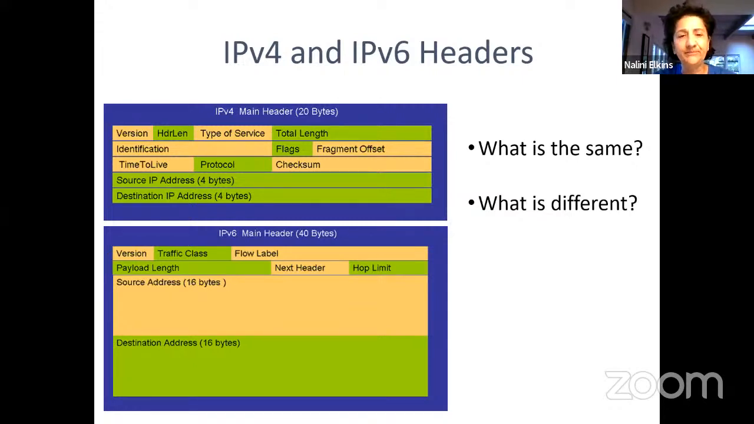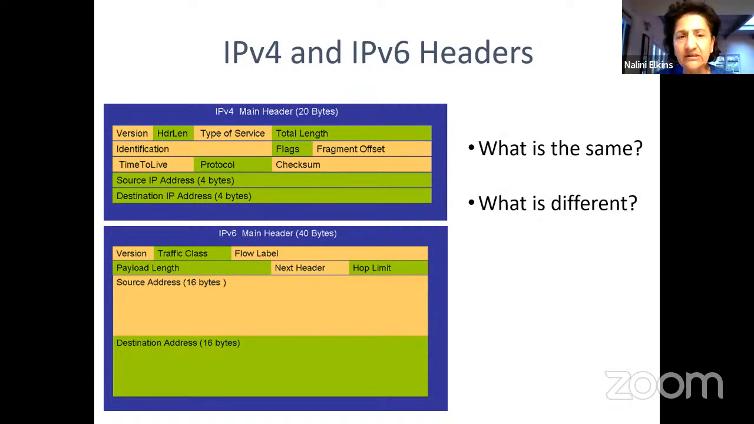Let's back up a little bit. Here I've put up the IPv4 main header and the IPv6 main header, not the extension headers or the IPv4 options, but the main headers themselves. What's the biggest difference? Well, the IPv6 main header is twice the size of the IPv4 main header. And the big difference is the address size. Because that address is so big, other things had to be taken out.